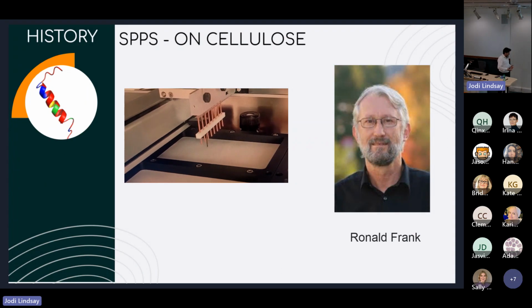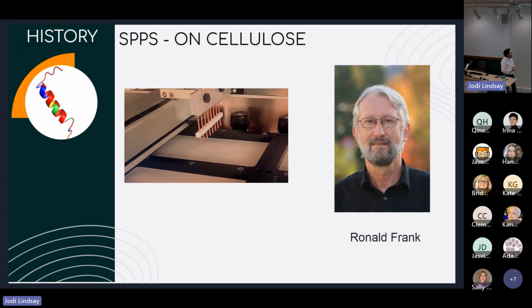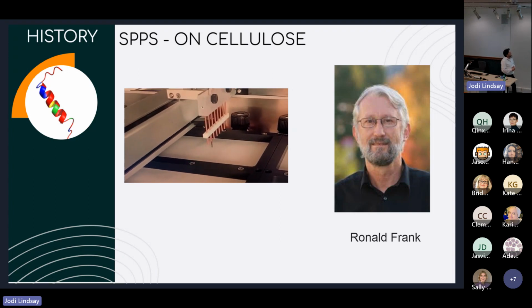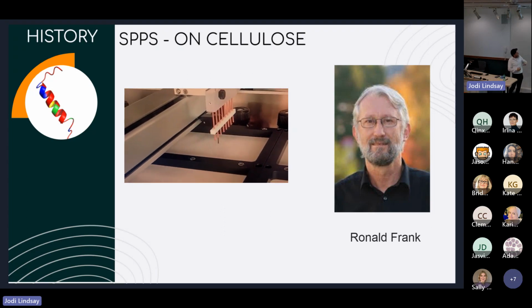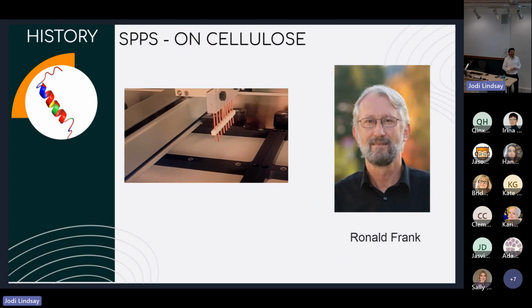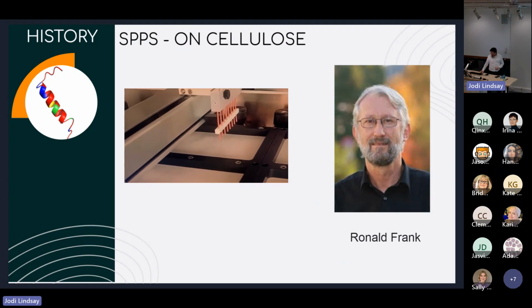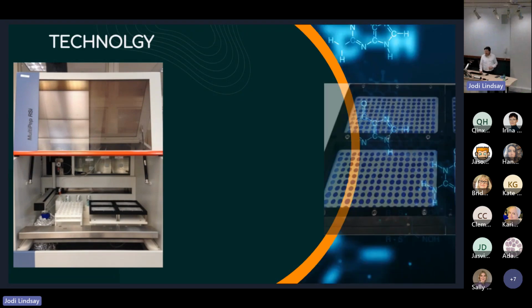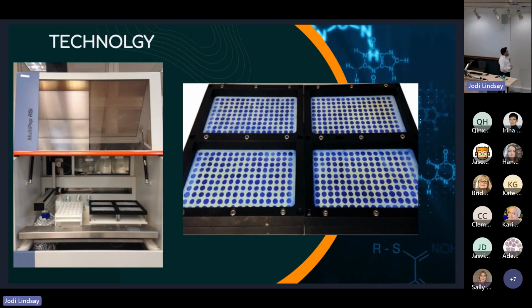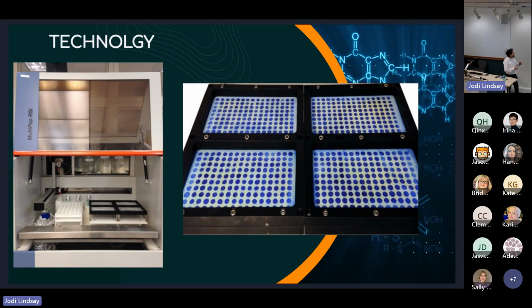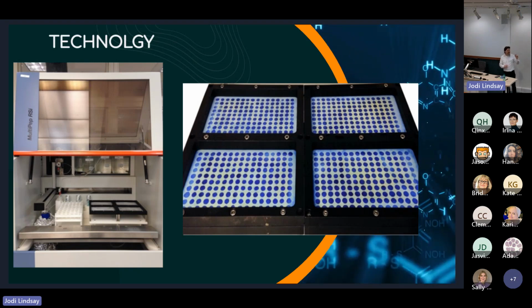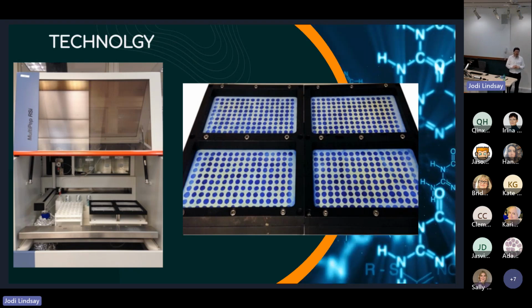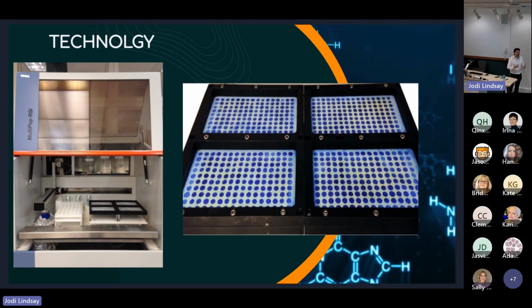So how do we go on analyzing these peptides? Ronald Frank in Braunschweig has developed a technology called spot synthesis, and you can see in this automate here does spots on a surface. We use cellulose, and with that we can basically synthesize 600 peptides in one go. So all these blue dots, each dot is one single peptide. And it gives you enough material to do various experiments.